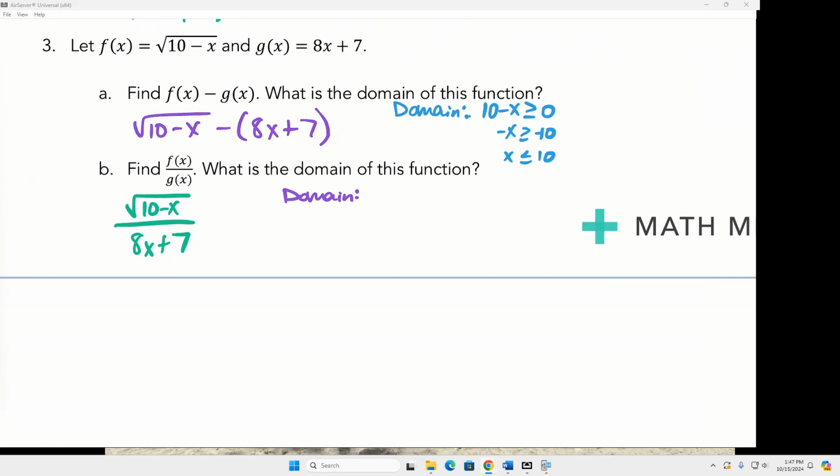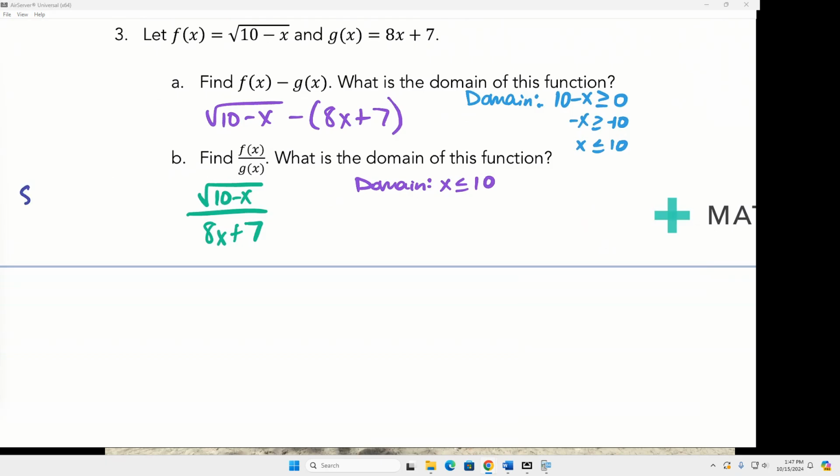Okay, so we still have this square root issue, so we know part of the domain is going to be x is less than or equal to 10. Is there another issue? What's the other issue? We have this denominator also. So I'm going to move over here. The denominator cannot be equal to 0. So x cannot be equal to negative 7/8.